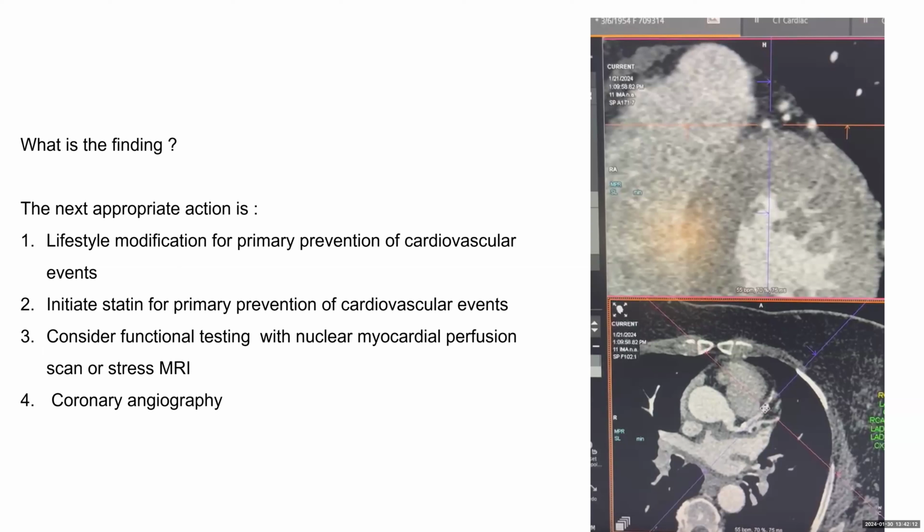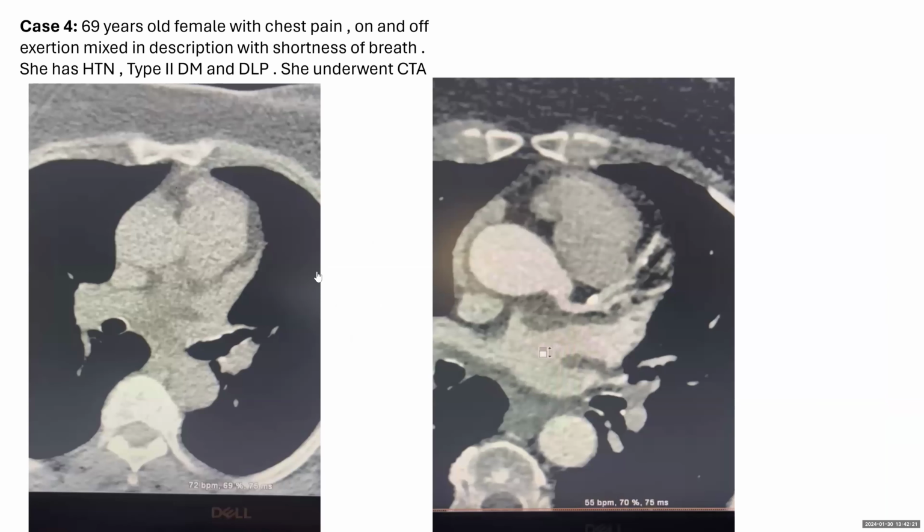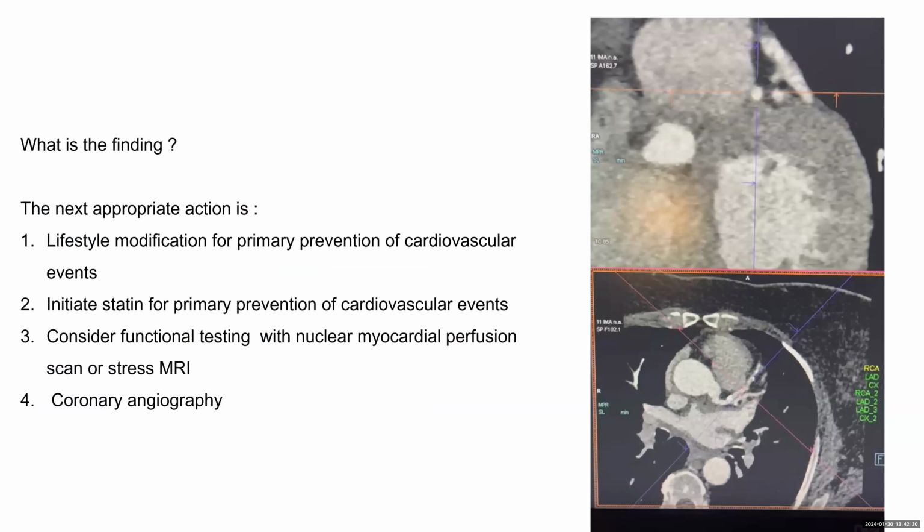If you go back to the testing, the questioning in the exam is very important. When we say here that the patient has chest pain on and off exertion, mixed in description, with shortness of breath, hypertension, and diabetes, it's actually guiding you to a proper answer. I don't write the questions, but this is the way questioning in exams usually works, guiding you to one of the 4 or 5 choices you're given, as well as to fit with this finding. In fact, this patient was appropriately sent for a nuclear perfusion scan, which is choice number 3, consider functional testing, and it came back negative.